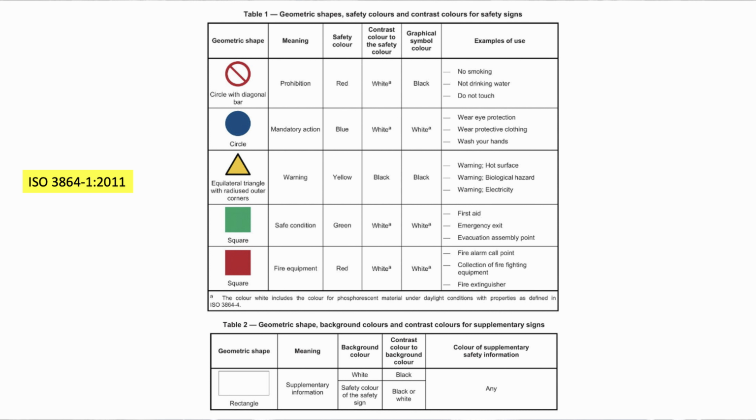As an image, you can see these geometric shapes: a circle with a diagonal bar, used as prohibition; a circle with a blue background, used as mandatory action; a triangle with a yellow background, used as a warning; and a square with a red background, used as a fire equipment graphical symbol. So this is how the geometric shapes are used to indicate the safety signage's meaning.